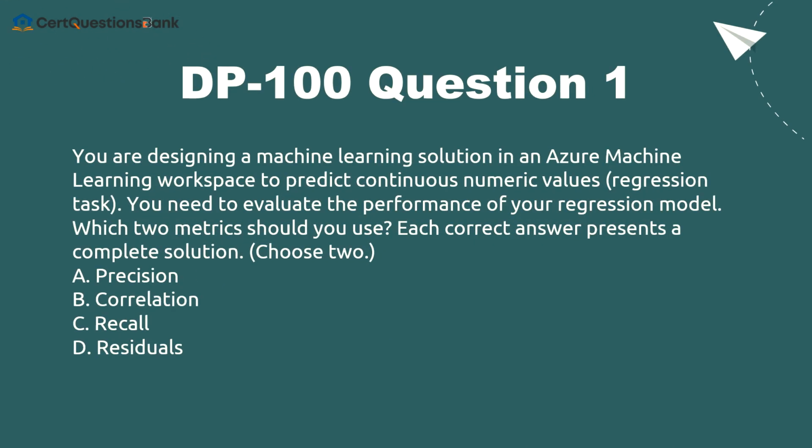You are designing a machine learning solution in an Azure Machine Learning workspace to predict continuous numeric values, a regression task. You need to evaluate the performance of your regression model. Which two metrics should you use? Each correct answer presents a complete solution. Choose two. A. Precision. B. Correlation. C. Recall. D. Residuals.